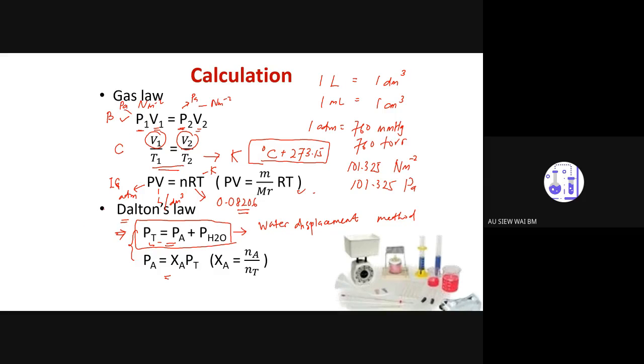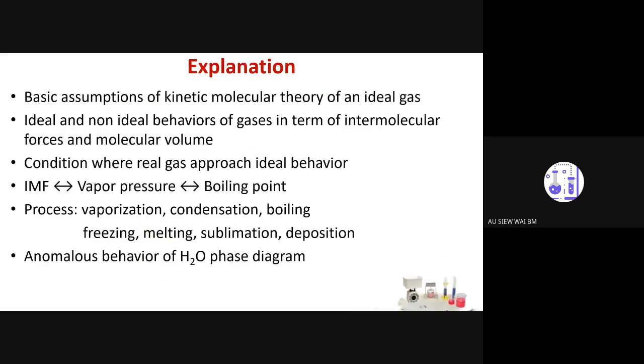Next, after the explanation, we have the basic assumptions of the kinetic molecular theory of the ideal gas. What are the basic assumptions of the kinetic molecular theory? We have A, B, C, and T. Please remember this: A, B, C, T. A refers to the intermolecular forces. B is the molecular volume. C refers to the collision. T is the temperature.